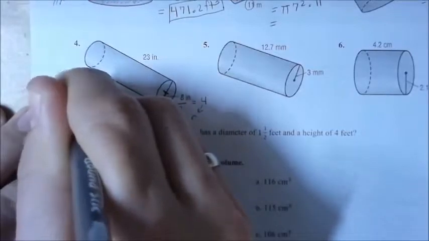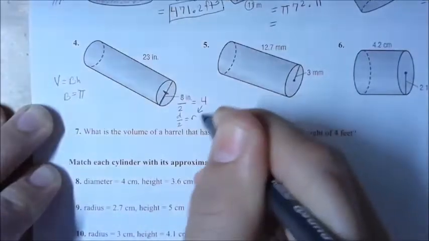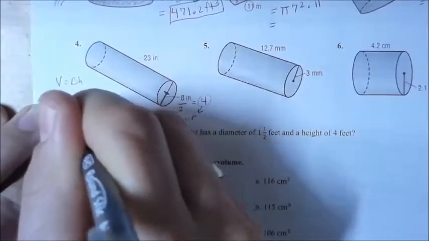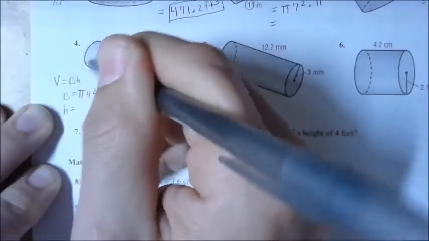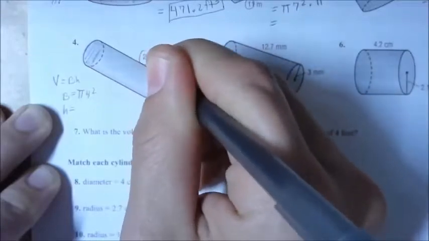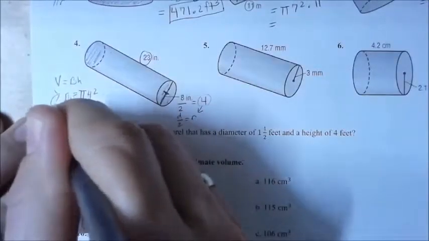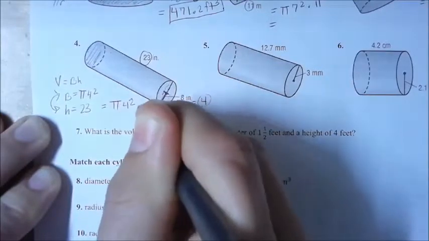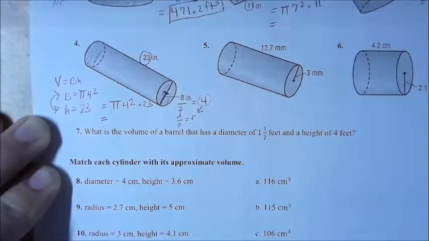So we have V equals big B times H. Big B is equal to pi times my R, which is 4, squared. And then my height on this one, notice the height, if I shade the bases in, the height is always just the distance between the two bases. And the distance between the two bases is 23. So now I'm going to multiply those two together. So that equals pi 4 squared times 23. Whatever your answer is, that's going to be the final answer.